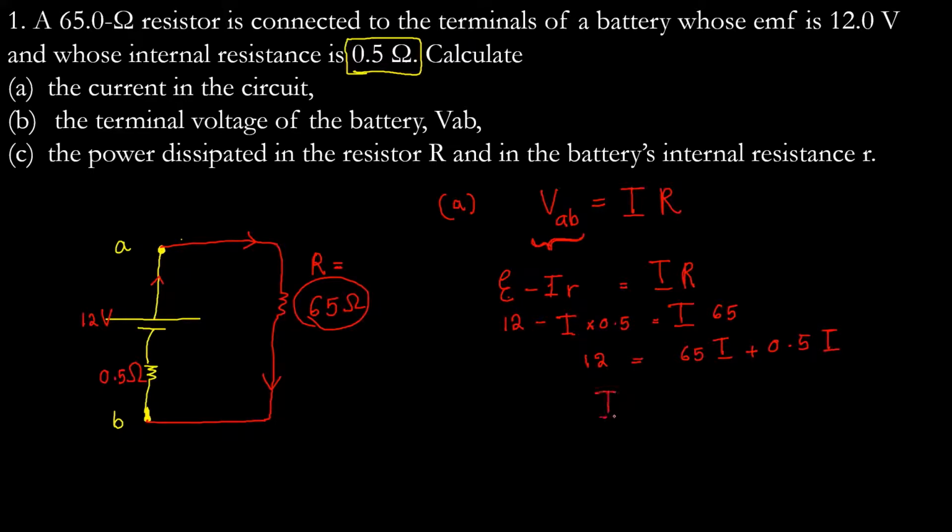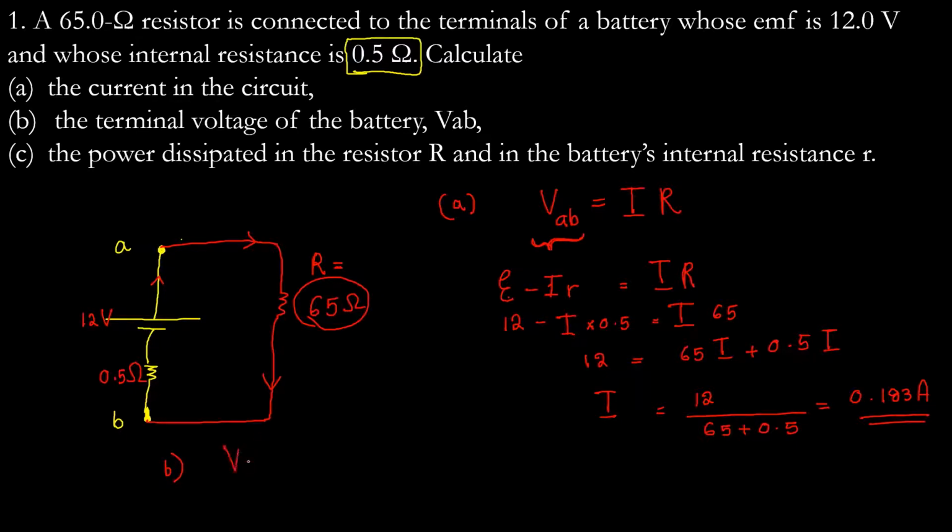So your I is 12 divided by 65 plus 0.5. So this gives you the answer 0.183 amperes. So in part B, they're asking us to find the terminal voltage of the battery.